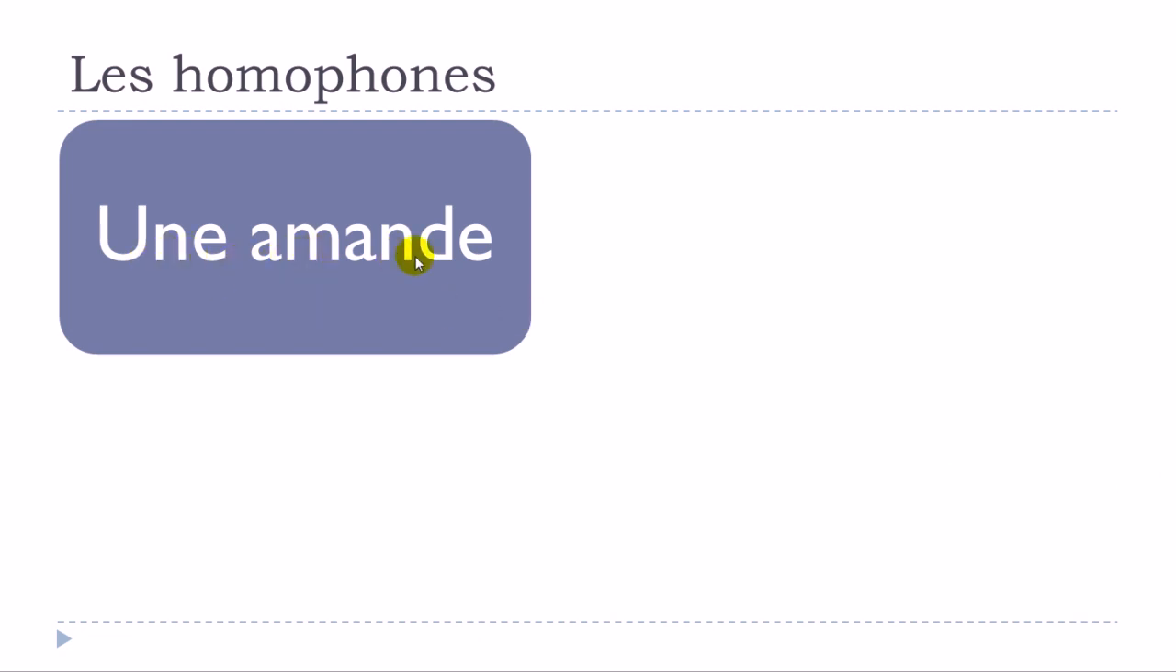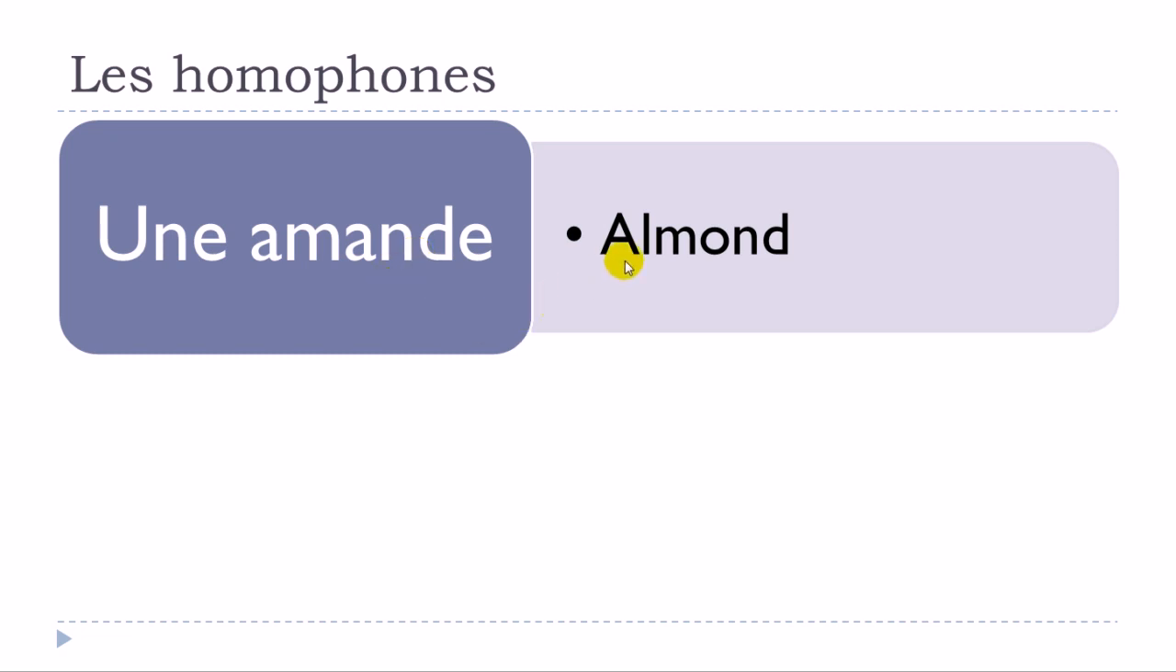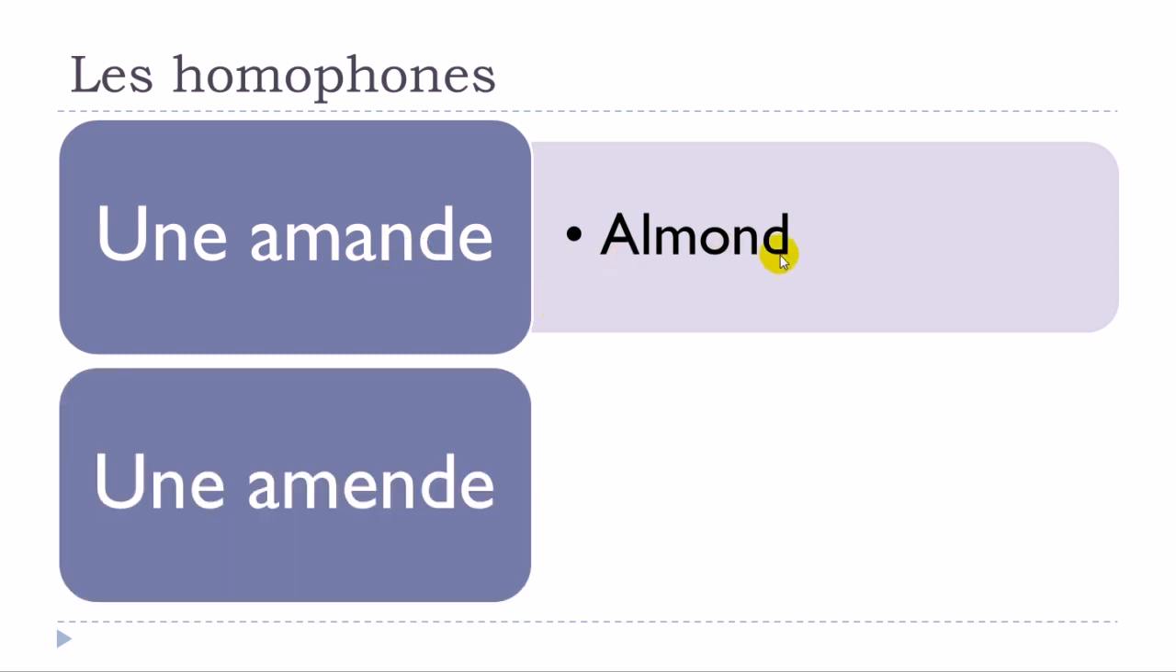Une amende, and that's what it means. And then une amende. So here you can see that the only difference is here you've got an e and here you've got an a. Okay, so amende, and the meaning is fine. We're talking here about the nice little gift you will get if you break the law. Une amende.